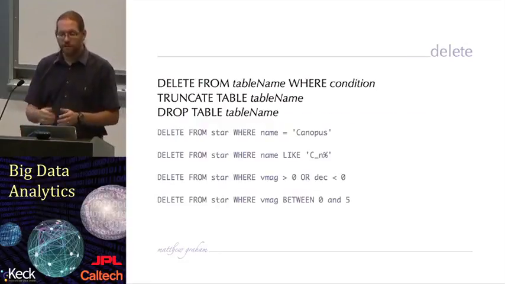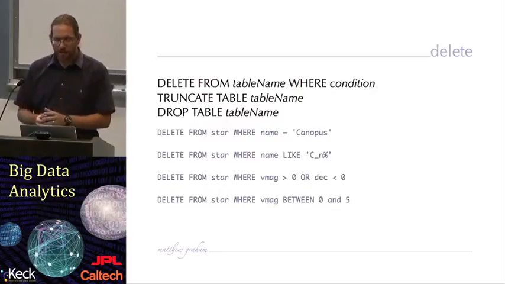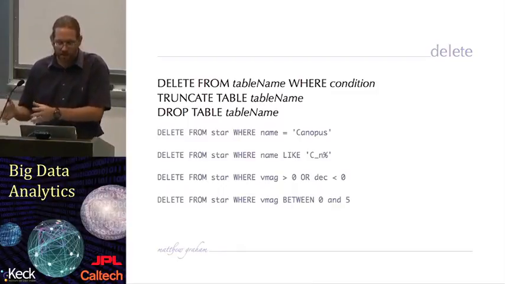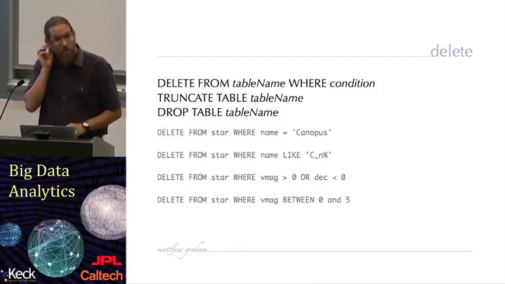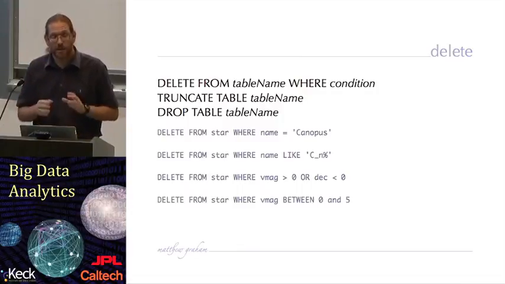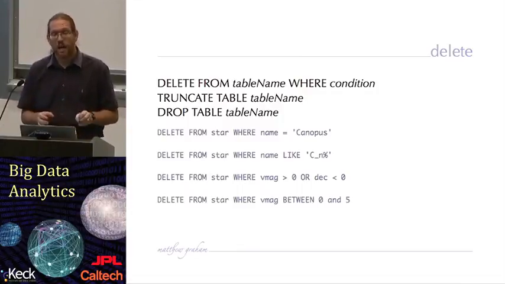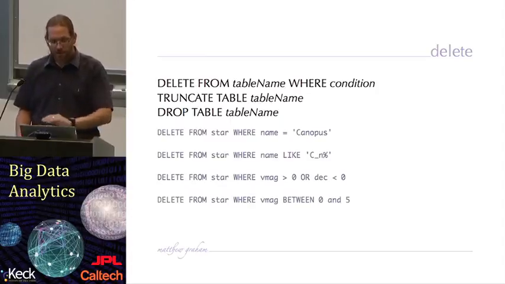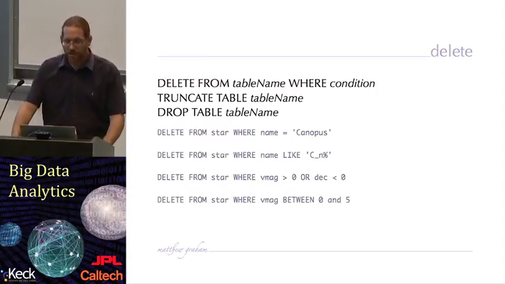Finally, if I want to get rid of information, I can do a delete statement. Delete from table name where some condition is specified, that where condition again. If I want to get rid of all information in the table but keep the table empty, I would do truncate table name. If I want to completely get rid of the table and all its contents, then I drop the table name. So the first example there, delete from star where name is Canopus, will just get rid of that row.